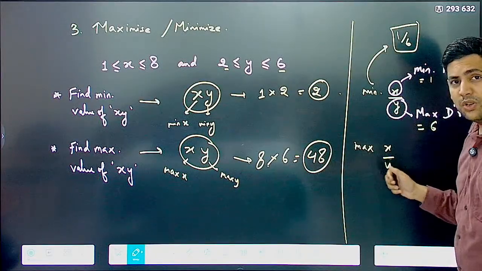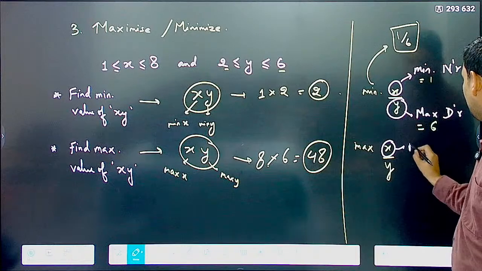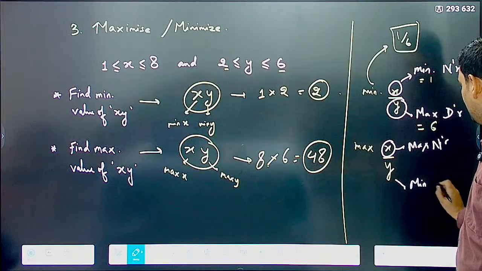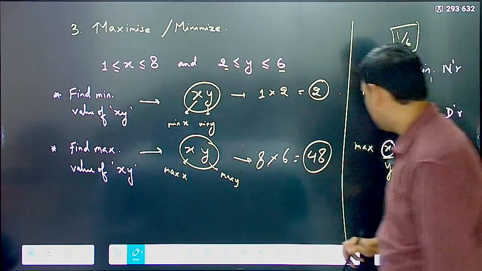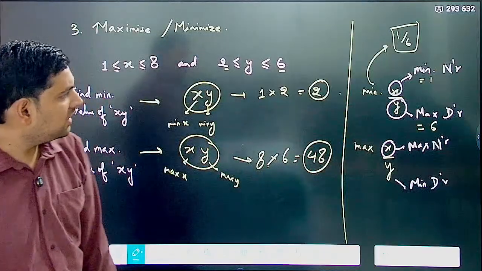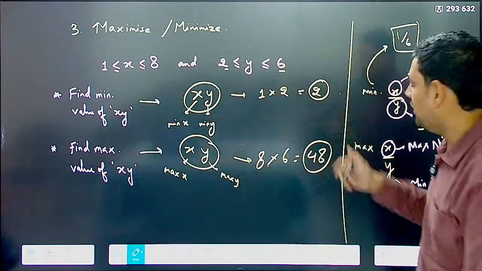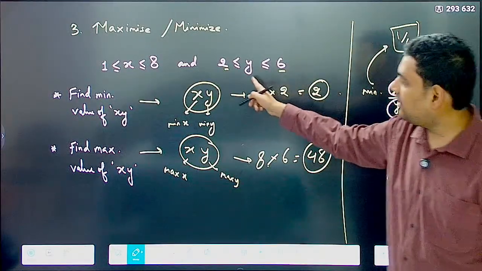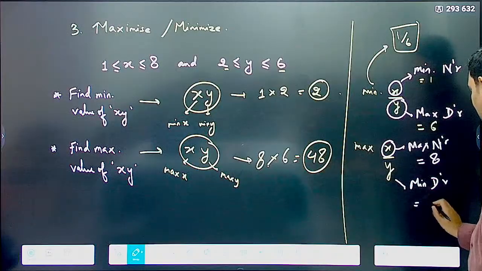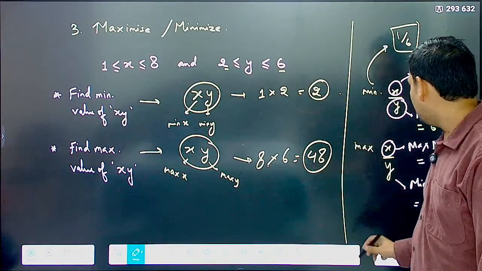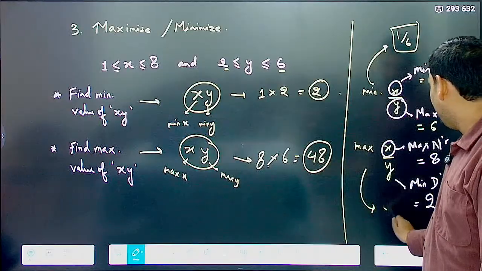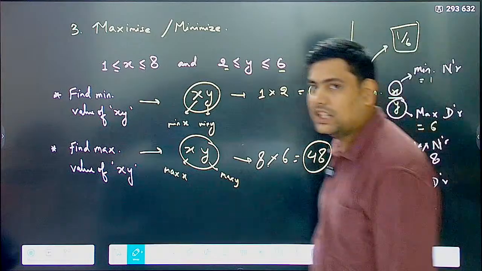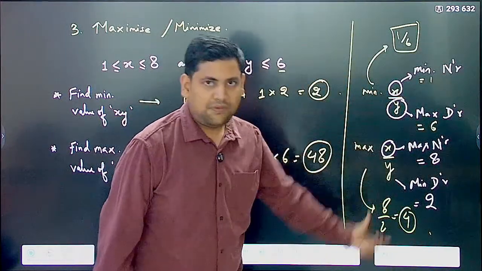Similarly, for the maximum, you will have to maximize the numerator and minimize the denominator. What is the maximum value of x? The maximum value of x is 8. What is the minimum value of the denominator? The minimum value of y is 2. So you will enter 2 here. 8 by 2, that is equal to 4. This is the maximum value of x by y.